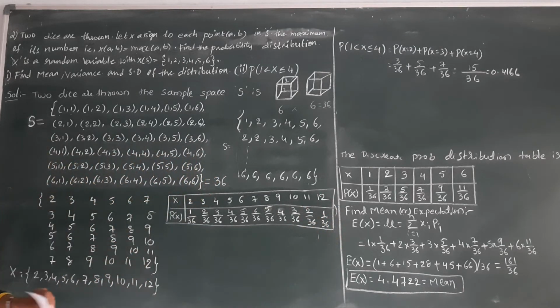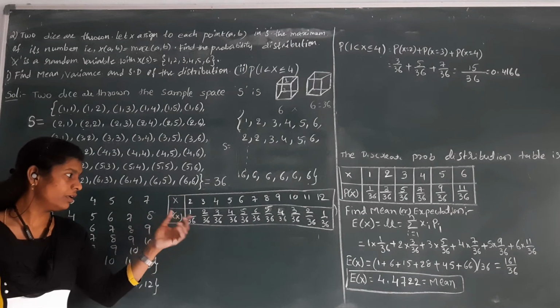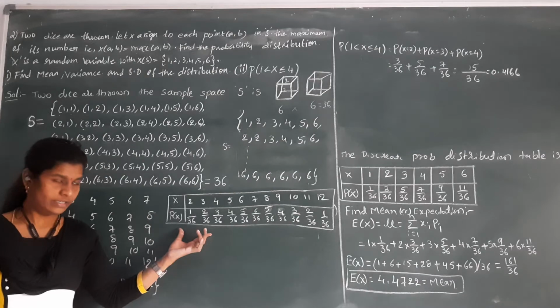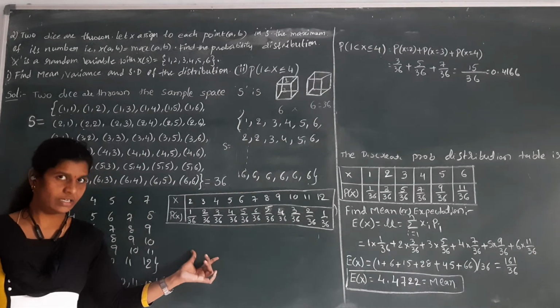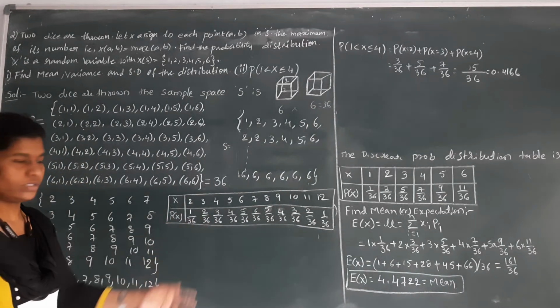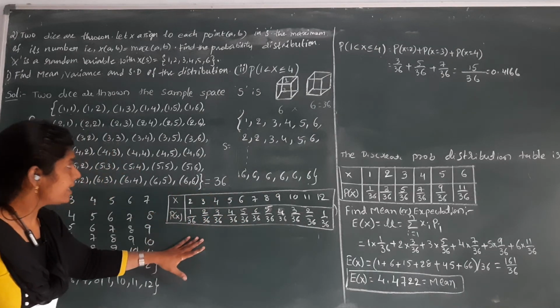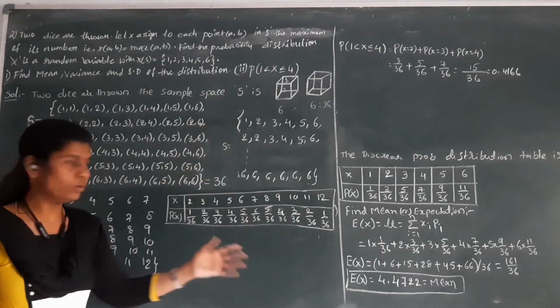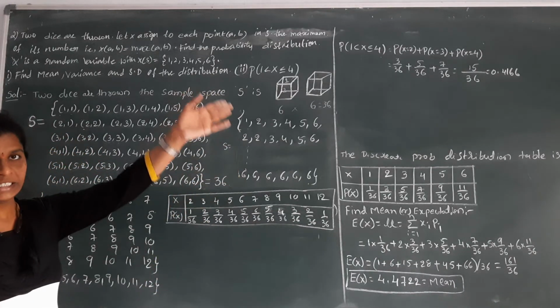This is the probability distribution, the discrete probability distribution table. After getting this probability distribution table, you can find out the mean, expectation, variance and standard deviation, or whatever the question asks. Okay, now clear? So this table we have to construct through the previous process only. Don't write it directly. Definitely you have to apply the starting process.